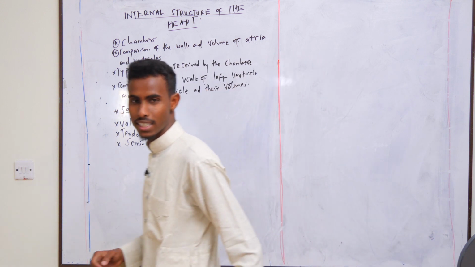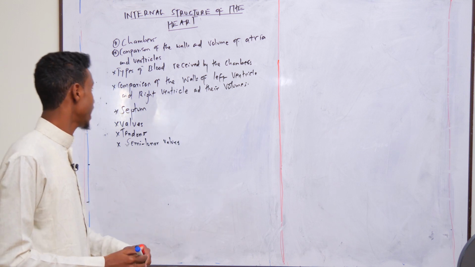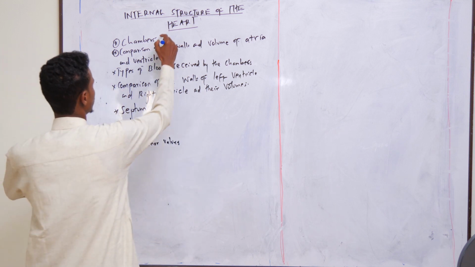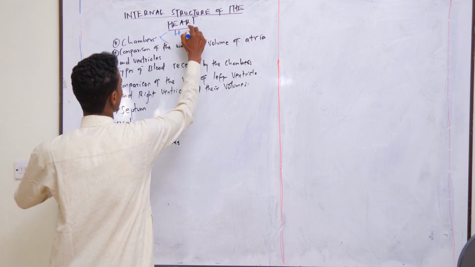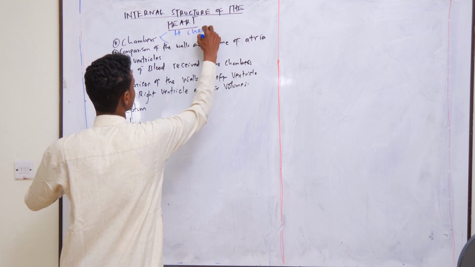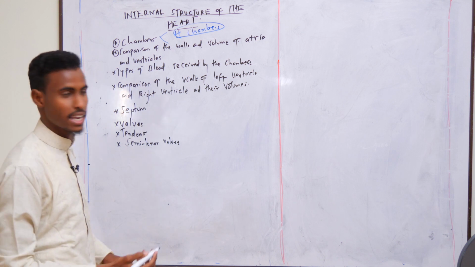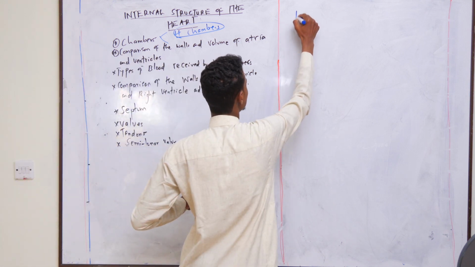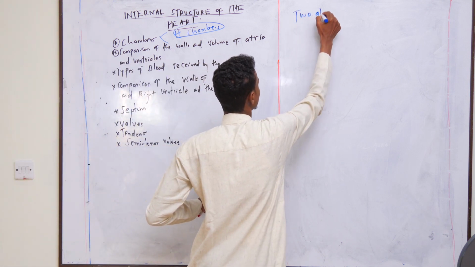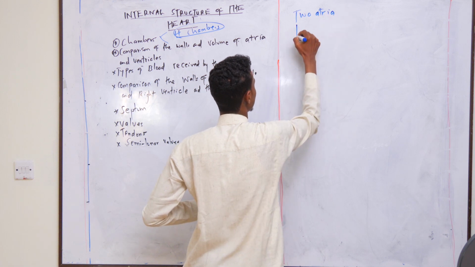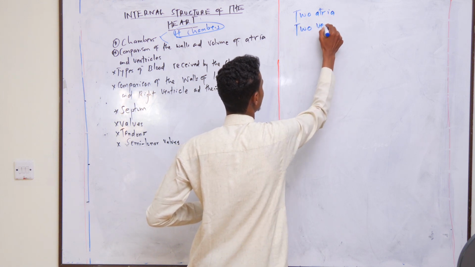Now let's look, class. The heart has 4 chambers. What are the 4 chambers of the heart, class? The 4 chambers of the heart are 2 atria, 2 ventricles.